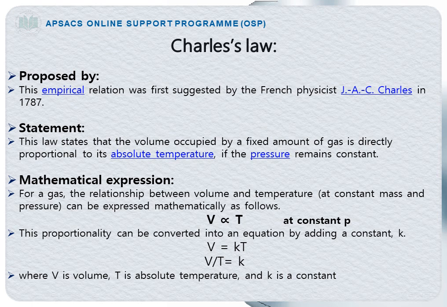Mathematical expression. For a gas, the relationship between volume and temperature at a constant mass and pressure can be expressed mathematically as follows. V is directly proportional to T at constant P. This proportionality can be converted into an equation by adding a constant K. Means when we remove the proportionality sign, we will get an equation V is equal to KT, or V by T is equal to K, where V is the volume of a gas, T is the absolute temperature, and K is the proportionality constant. P represents the pressure of a gas. V by T is equal to K is a mathematical form of Charles' law.